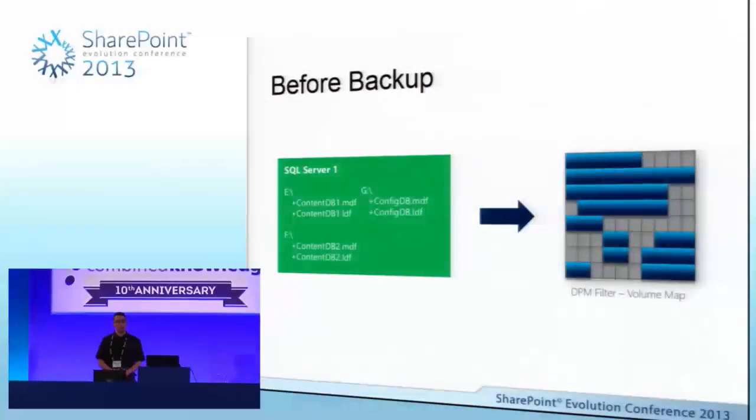So if we flick forward, the first thing to think about here is that DPM, as Sam mentioned, has this agent, and DPM knows what blocks on the physical disk make up our content. So if we look at the SQL Server 1 diagram on the left there, we've got a number of content databases and the logs that make up our content for our farm. And DPM, via the agent, actually knows what physical blocks on the disk of those servers contain that data.